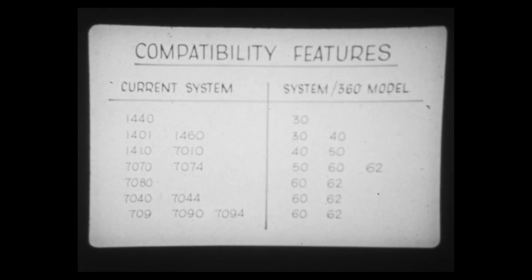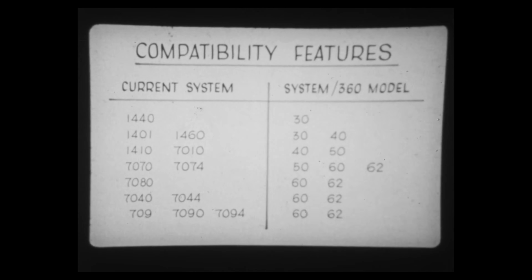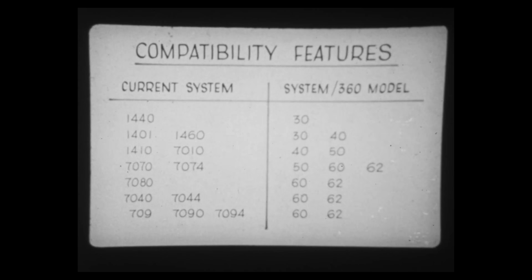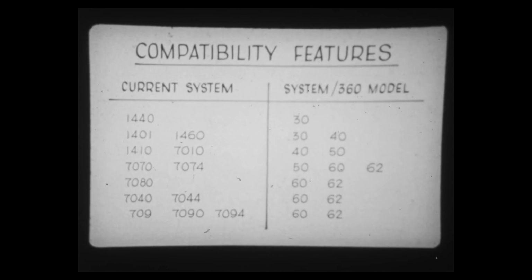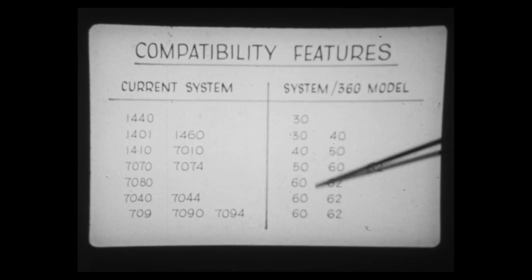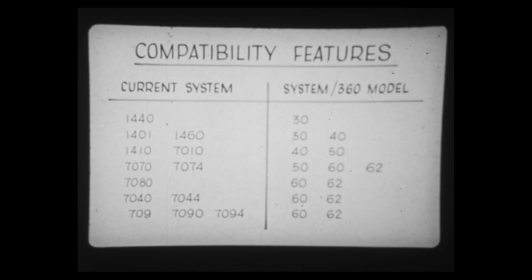By way of summary, these are the announced compatibility features. I should mention at this time that we have since announced the 1620 emulator to go on to the Model 30. In the case of the Model 30, until the recent announcement of the program mode switch, all of the Model 30 emulators were what we call true hardware compatibility features. In the case of the Model 40, we are in the emulation mode as we are with the 50s and the 60s and 62 systems.